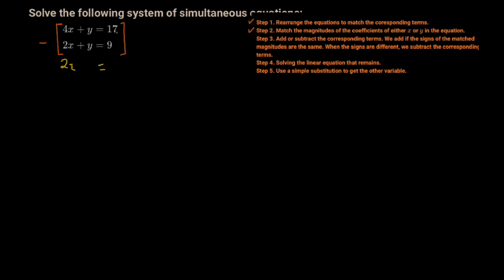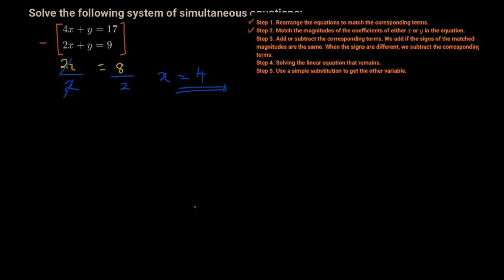So now you're going to say 17 minus 9. What do you get? You get 8, because 8 plus 9 you get 17, okay? This is just a linear equation which you can solve easily. So here I'm going to divide both sides by 2. That's how I get rid of this 2 here. So I get x equal to 4, okay?